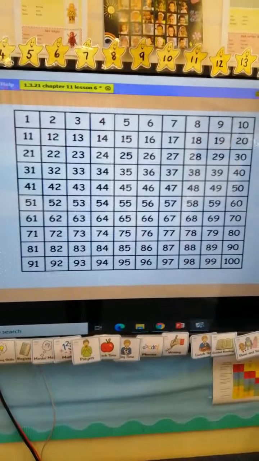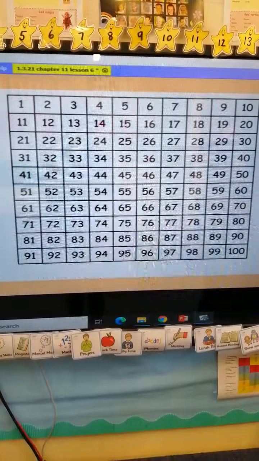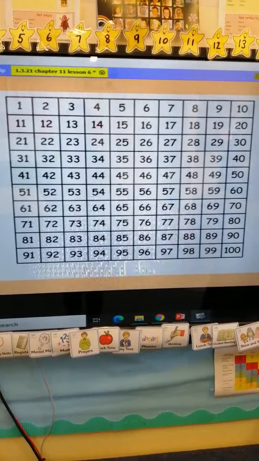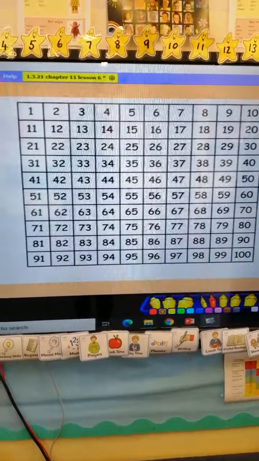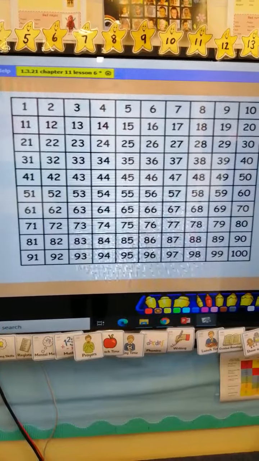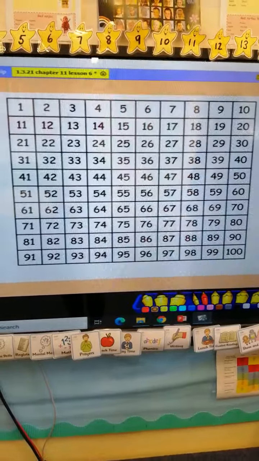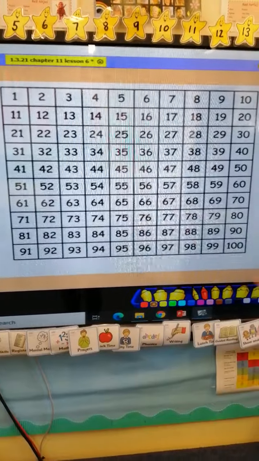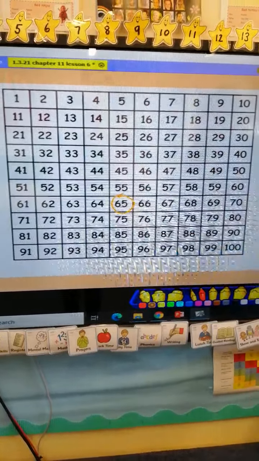Can we find the number 65? The number 65. Where's the number 65? It's going to be in the fives column, isn't it? Because it's got 5 ones and 6 tens. It's here, the number 65.